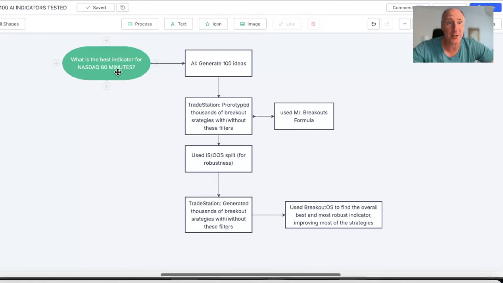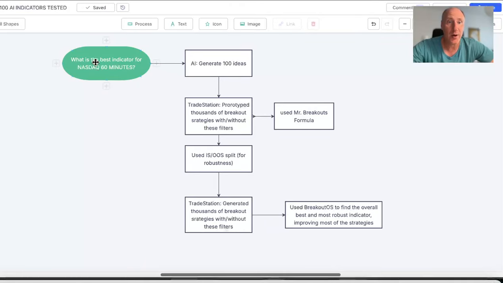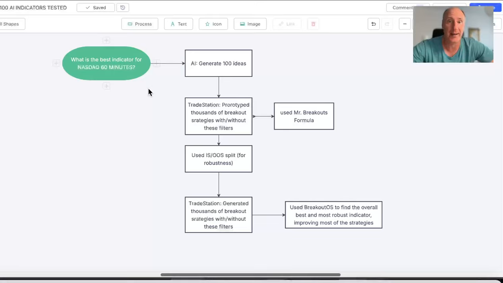So I raised a question: what is the best indicator for Nasdaq 60 minutes? Now why Nasdaq 60 minutes? Very popular market nowadays. A lot of traders trade Nasdaq 60 minutes. Why not? It's one of my most favorite time frames. A lot of my strategies are on 60 minutes. And I think overall Nasdaq is a very good and safe start for projects like this. So I really raised the question: what is the best indicator for Nasdaq 60 minutes? And specifically, what are the best indicators for breakout trading, serving as a filter, because I'm a breakout trading specialist.